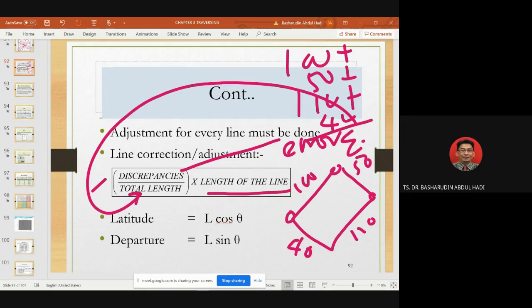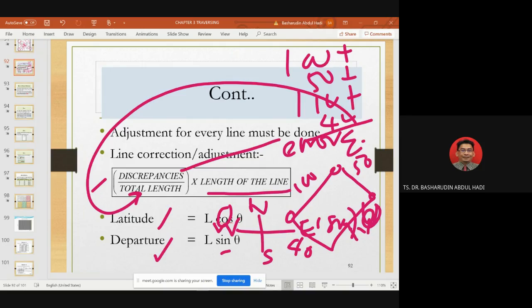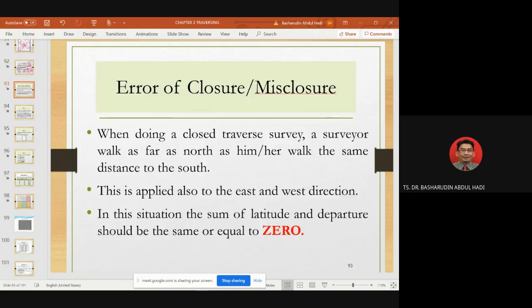Okay. So when you want to calculate latitude, it is L cos theta, and for departure it is L sin theta. So that is different. Latitude, remember, is north to south. Departure is west to east. So west to east, you calculate sine theta. North to south is cos theta. All right, we finish at slide number 92.